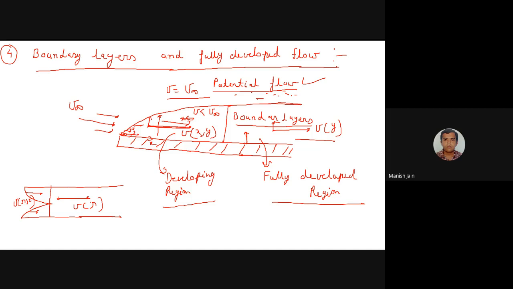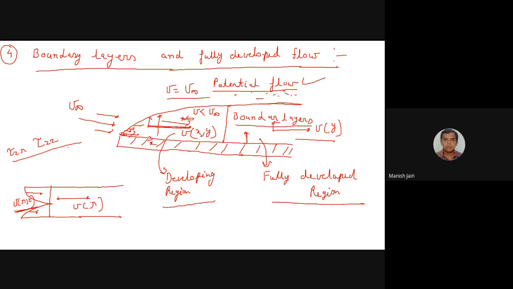Okay, so it is very difficult to solve any problem in the developing region. Why? Because in the developing region the velocity will depend upon two directions. So you will have two shear stresses, tau zr and tau zz, for the velocity in the z direction. You will have partial differential equations which are very difficult to solve. And when you write the equation, it will become a second order partial differential equation. So second order partial differential equations are very difficult to solve.